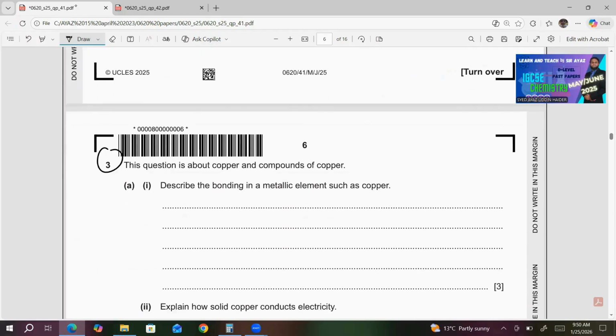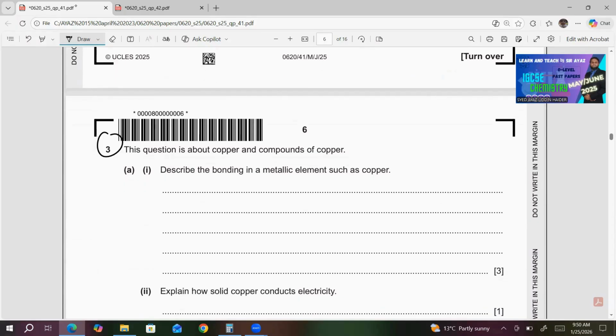Question number 3. This question is about copper and compounds of copper. A1, describe the bonding in a metallic element such as copper. Now this is of 3 marks. So you have to describe metallic bonding because this one is a metal. Metallic element means metal and it contains metallic bonding. Recall the definition of metallic bonding, then you can get the answer for this question. Metallic bonding, so you have strong electrostatic force. You have to use the term strong electrostatic force.